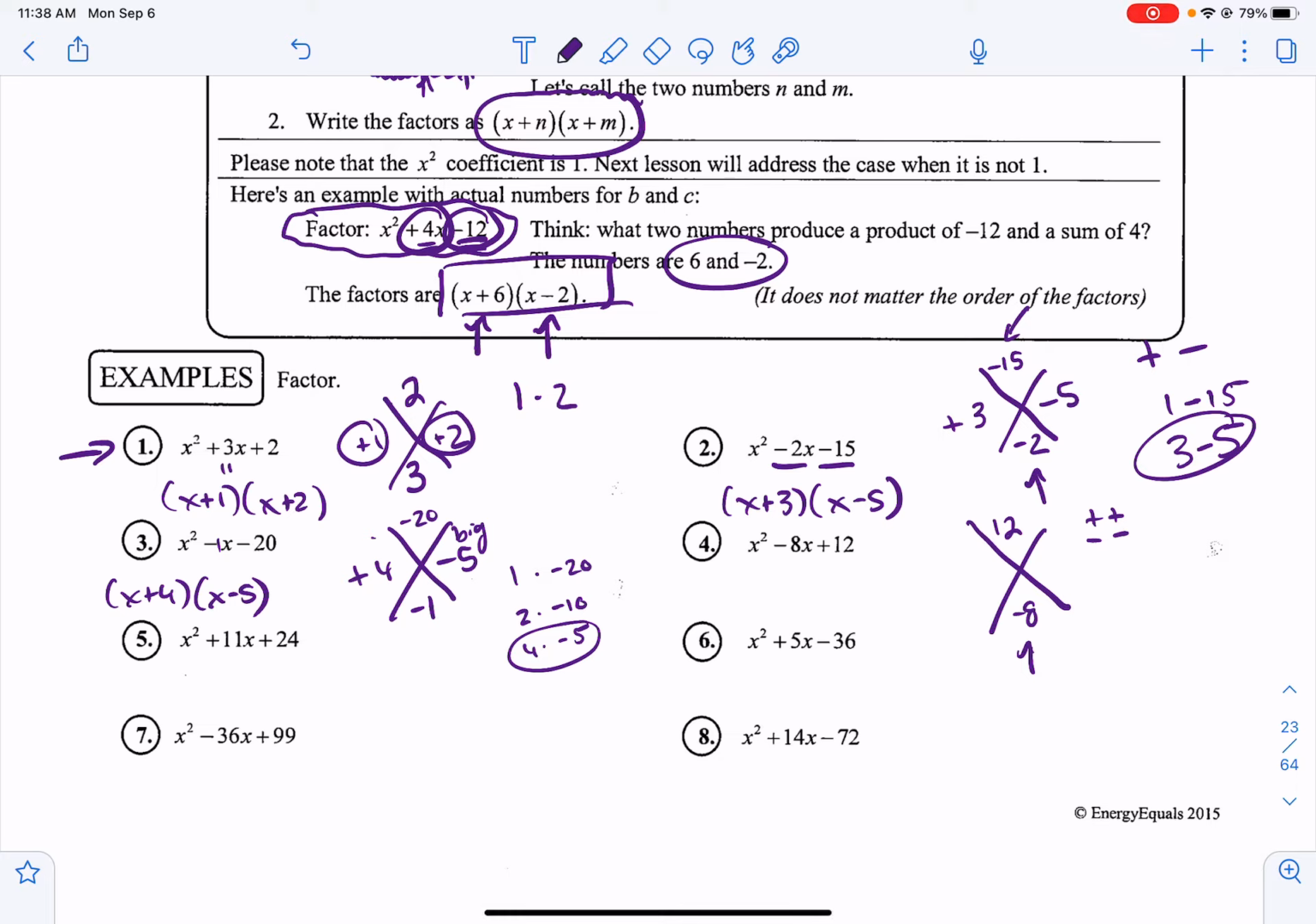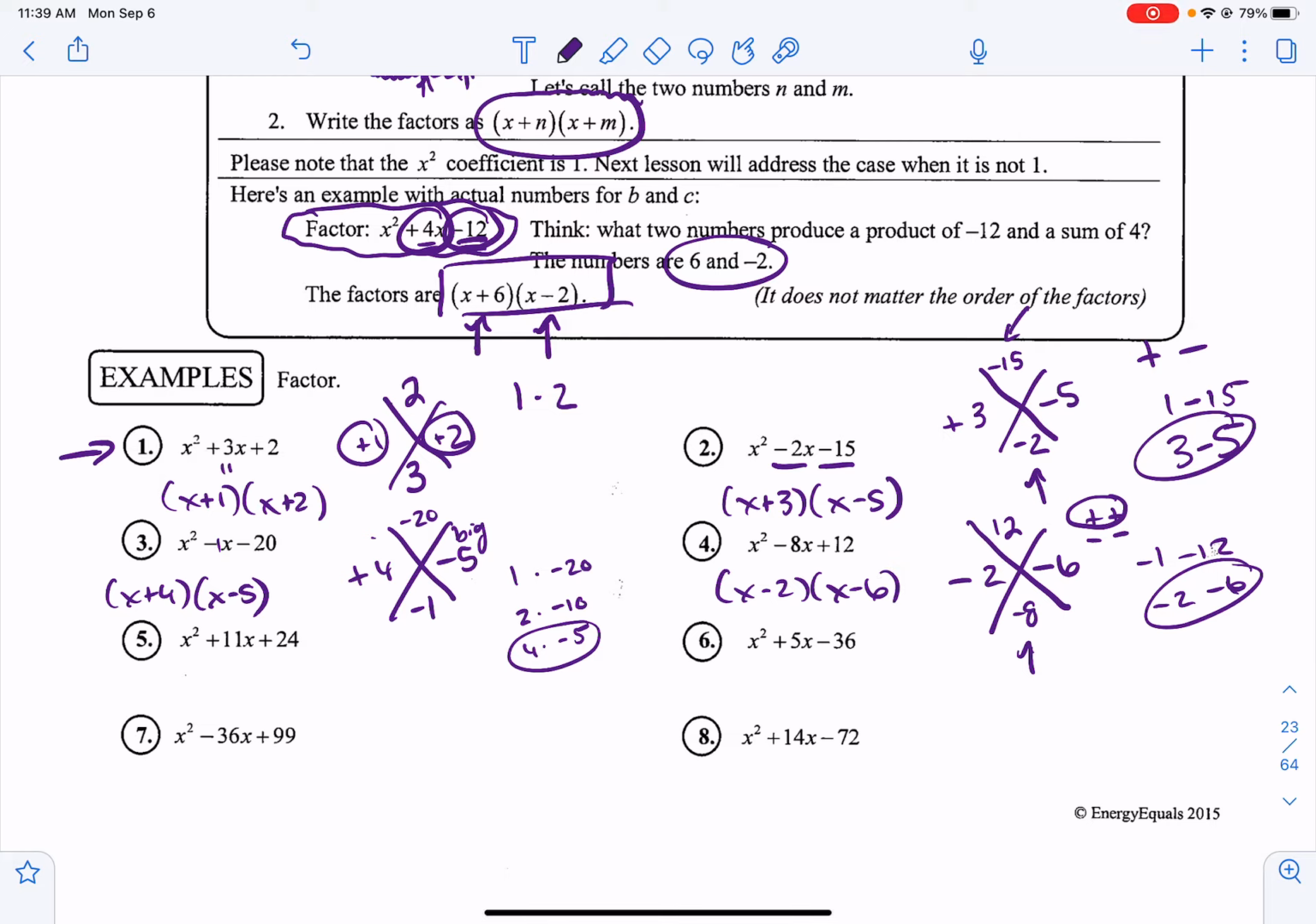When I add them together, if I were to add two positives, I don't get a negative. That's impossible. 3 plus 5 cannot equal a negative number. But if I add together two negatives, then my answer becomes a negative. So I know that both of my numbers are going to be negative numbers. So let's start timesing to 12. 1 and 12, those add up to negative 13. Negative 2, negative 6, those add up to negative 8. And that's what we wanted, right? So negative 2 and negative 6. So my answer is x minus 2, x minus 6.